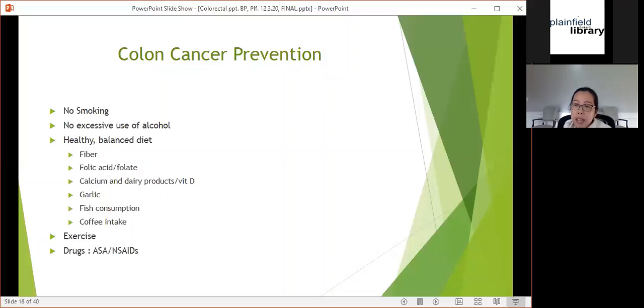Studies suggest exercise decreases the incidence of cancer development. I have been encouraging all my patients to have regular exercise, which is also helpful to reduce weight. Some studies suggest aspirin and NSAIDs could be potentially helpful to prevent colon cancer. However, it is not routinely recommended yet. Next.